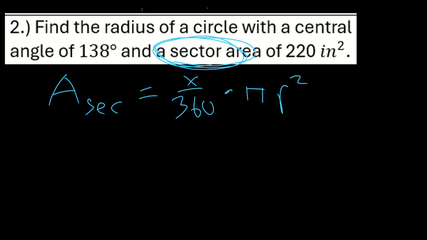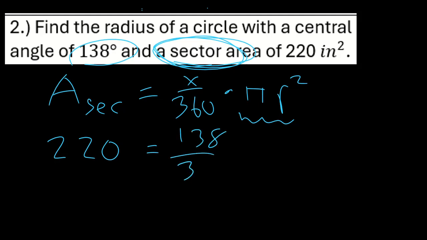Where here, instead of having the formula for the circumference, we have the formula for the area of a circle. That's what a sector is. It's a fraction of the area of the circle. Okay, so left to right, let's plug in all the things we have. I know my area is 220 is equal to, I know my central angle is 138 over 360, and then times pi times my radius squared, because I don't know what my radius is.